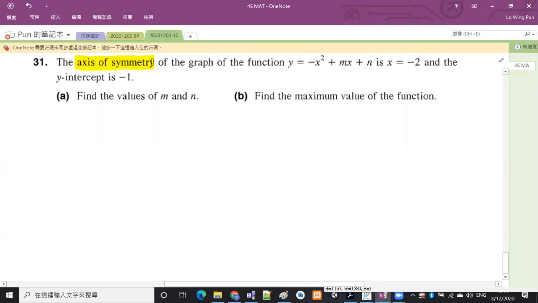So the axis of symmetry is x equals -2, and then the y-intercept is -1.